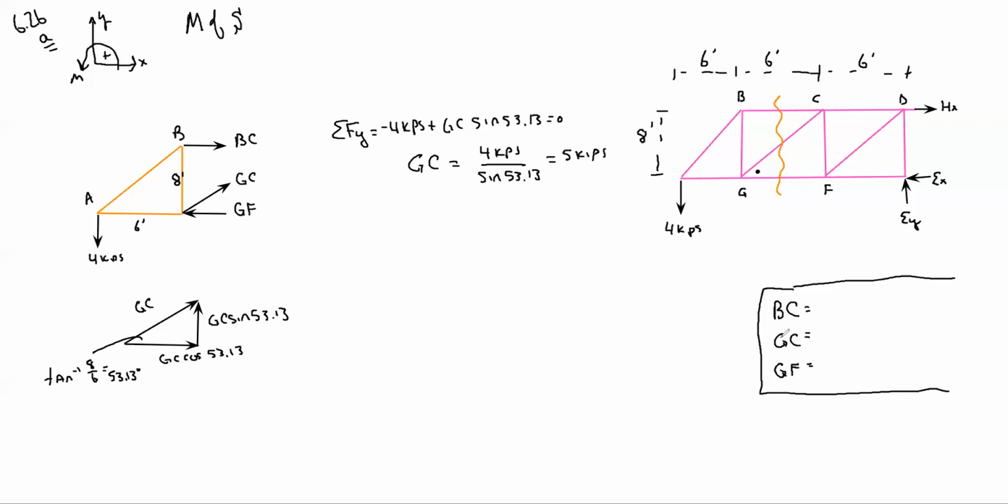So GC is 5 kips. It came out as a positive number, which is an indication that I have the direction correct. It is pulling away from the pin, which would be a reaction to the member being in tension. Okay, so that's 5 kips.